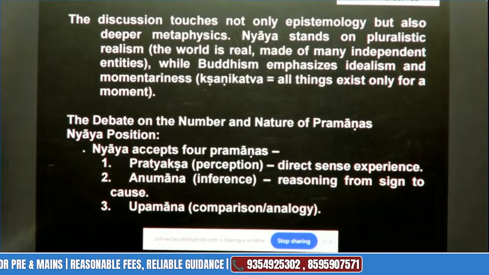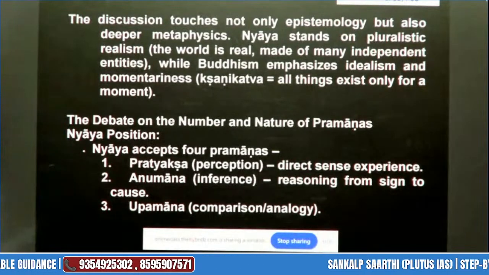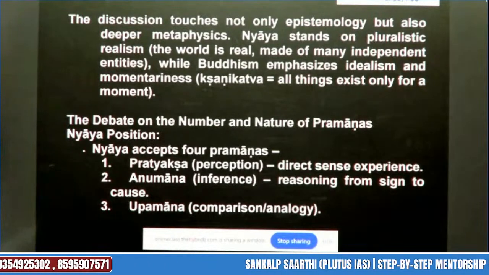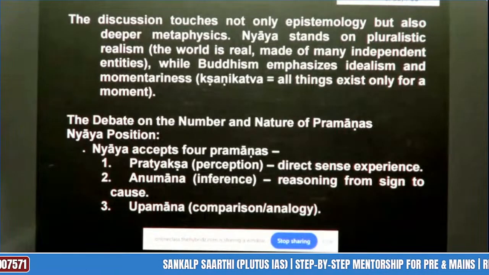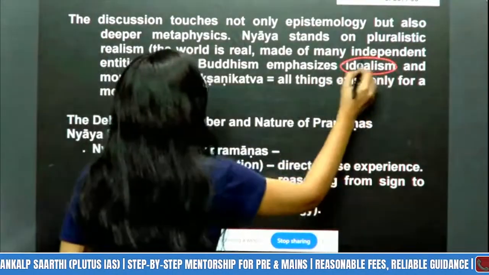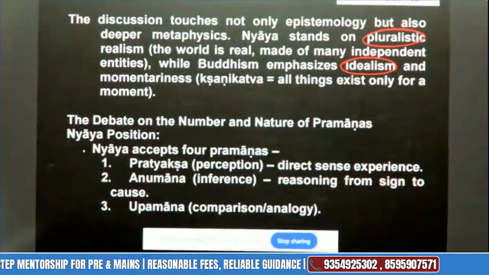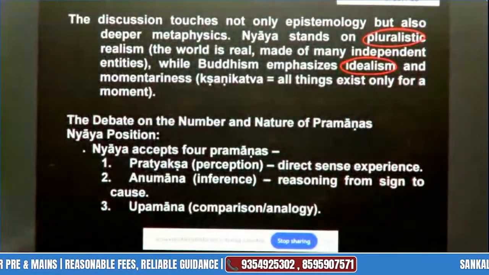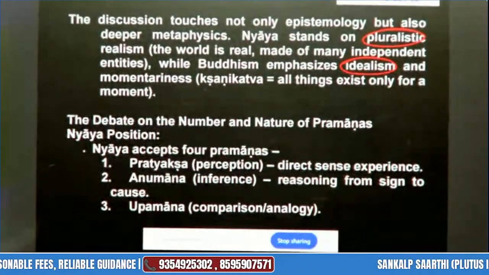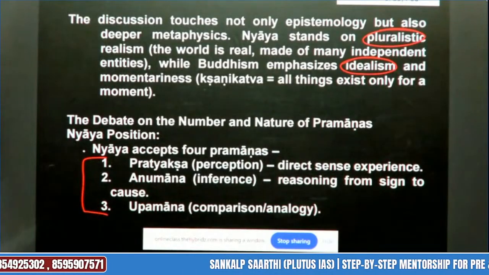Next, the discussion touches not only epistemology but also deeper metaphysics. Nyaya stands on pluralist realism. The world is real, made of many independent entities, while Buddhism emphasizes idealism and momentariness. This we have discussed, right? The debate on the number and nature of pramanas. Nyaya accepts pratyaksha, anumana, upamana, right?